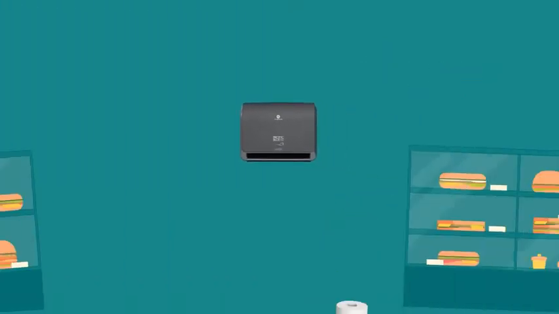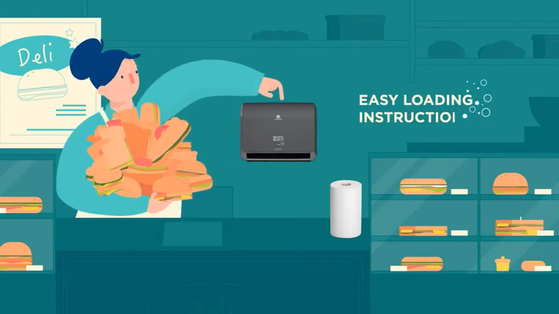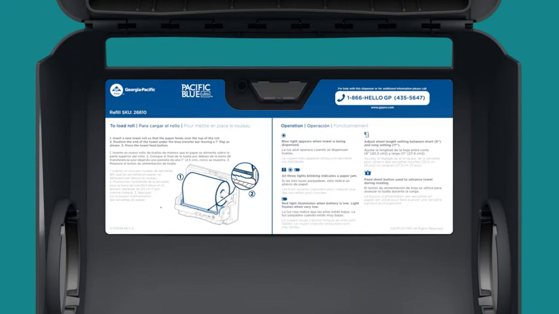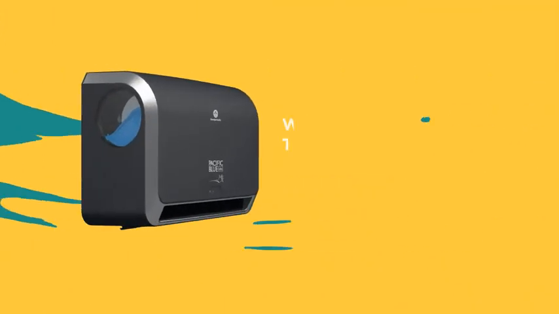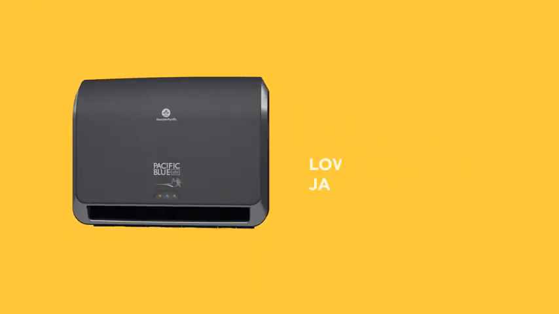And maintenance is a breeze via a push-button lock that doesn't require a key. For easy loading, the cover opens 180 degrees and reveals loading instructions and touch points highlighted in blue. Viewing windows show remaining towel levels, and low battery and jam indicators alert you to potential issues.